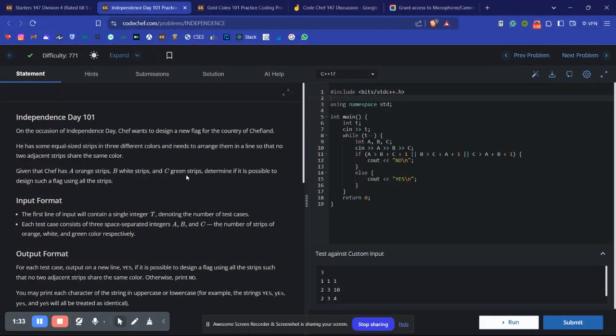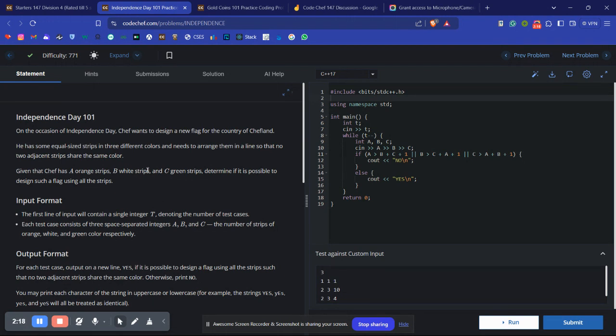What we can do is find the cases for both answer yes and answer no. The cases where we get the answer no are those where one color is more dominant than the other two colors, in such a way that we can't find a way to arrange the strips of that color non-adjacently. If one color is dominant over the other two, we can't arrange the strips so that no two adjacent strips have the same color.